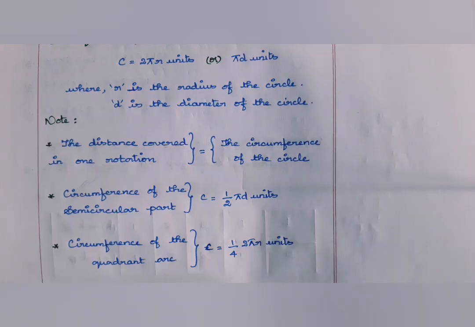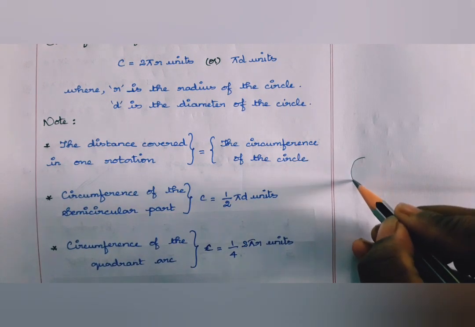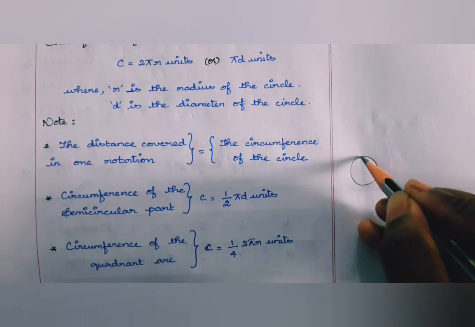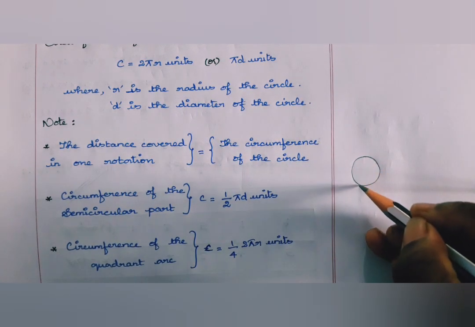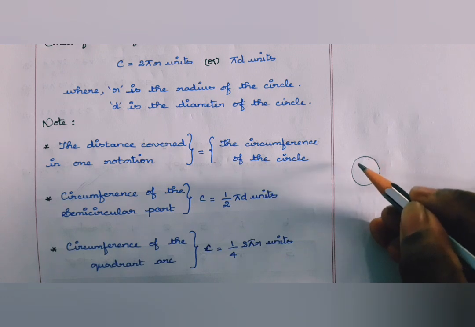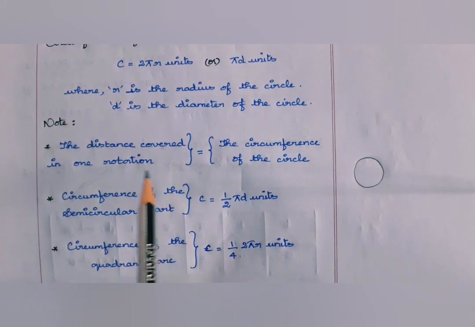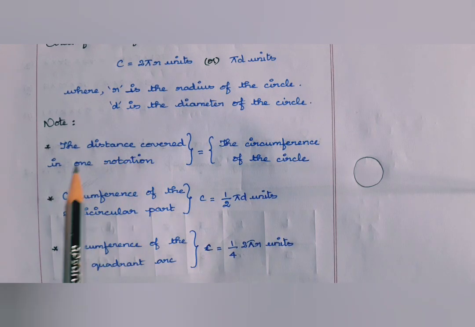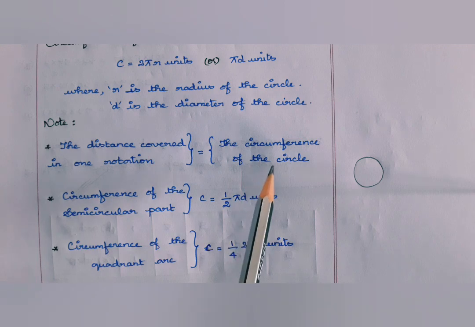The distance covered in one rotation is nothing but the length of the boundary. It is the circumference of the circle, so both are the same. If in a question they ask for the distance covered in one rotation, you can directly take it as the circumference of the circle.